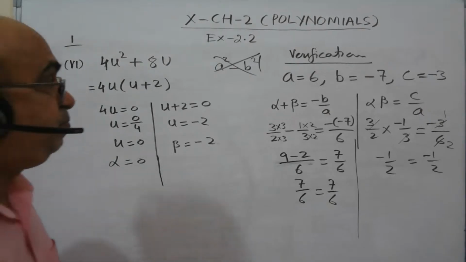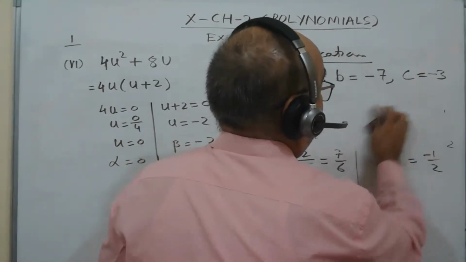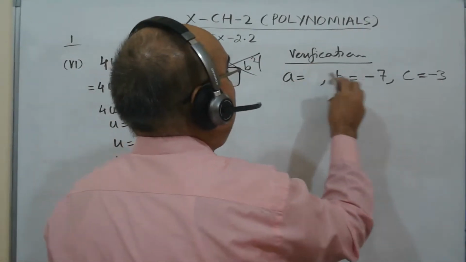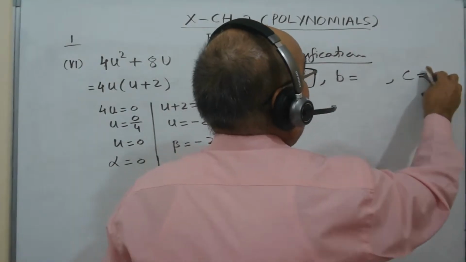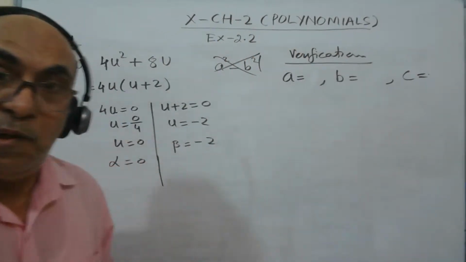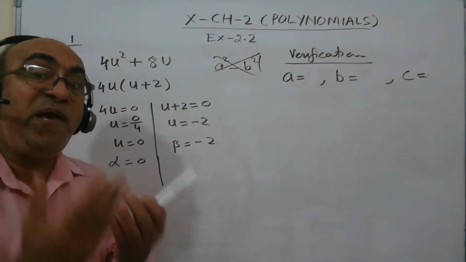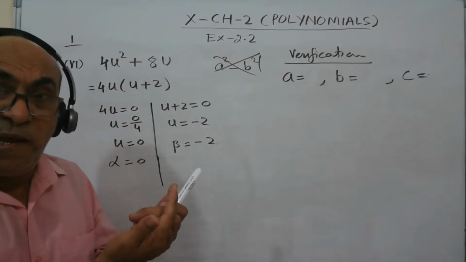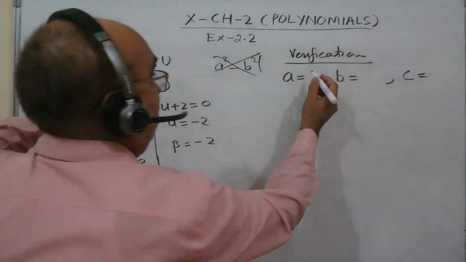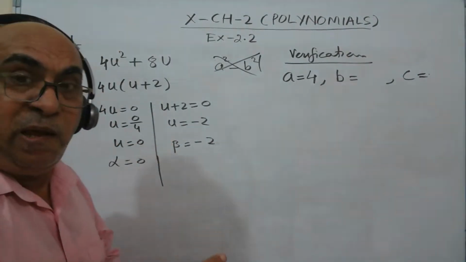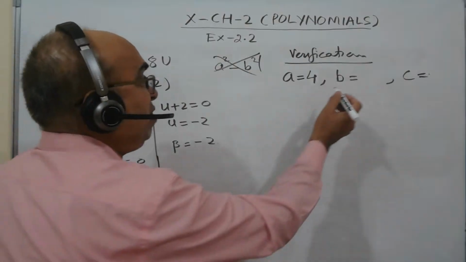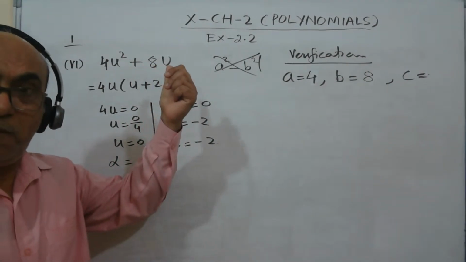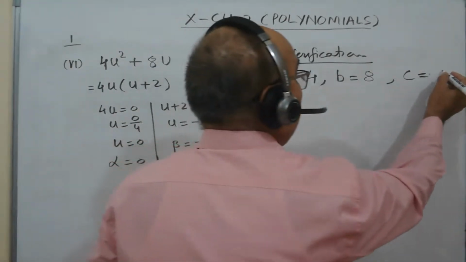Now verification. See, what are the values of ABC? Because there are only two terms. So what is A? Coefficient of x square. But in this polynomial, there is u square. So what will be a? Coefficient of u square. It is 4. What is b? Coefficient of u. How much is it? 8. What is c? Constant term. In this polynomial, there is no constant term. So that will be 0.